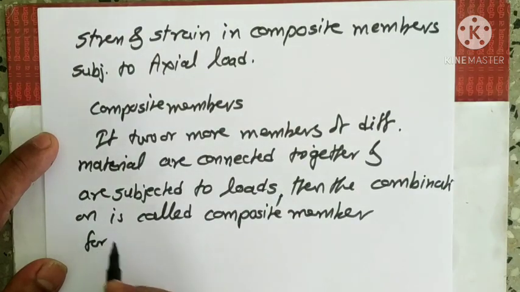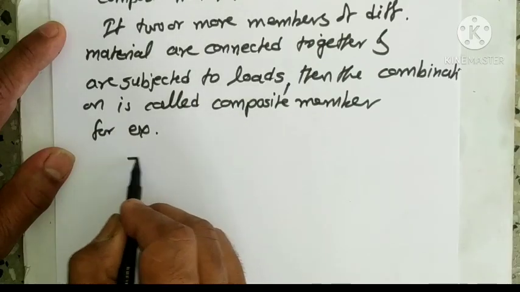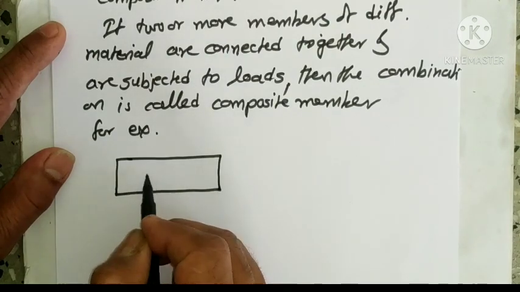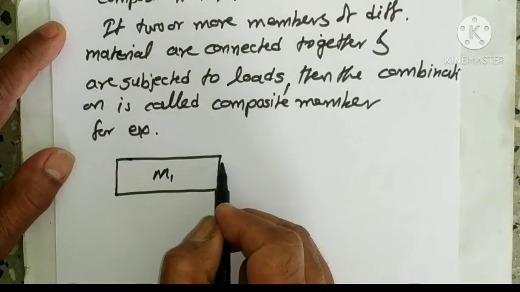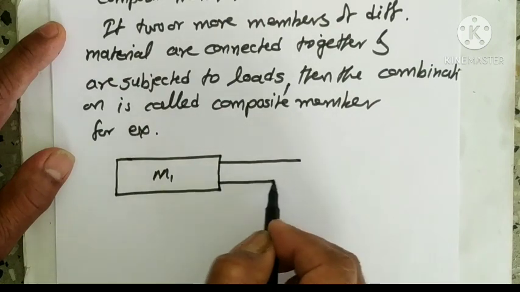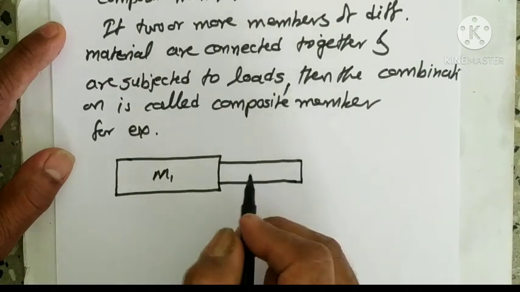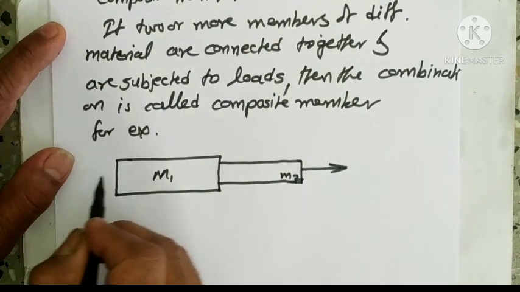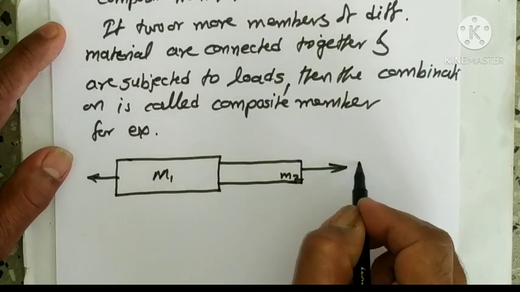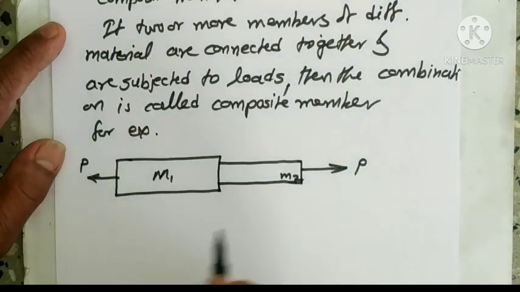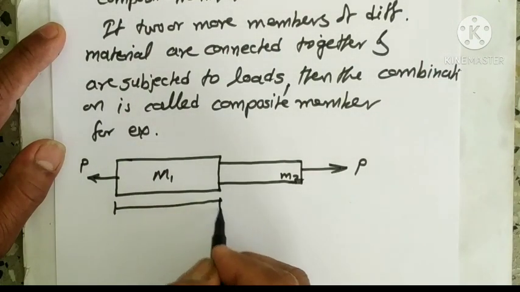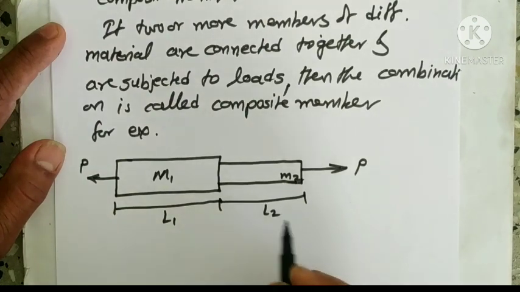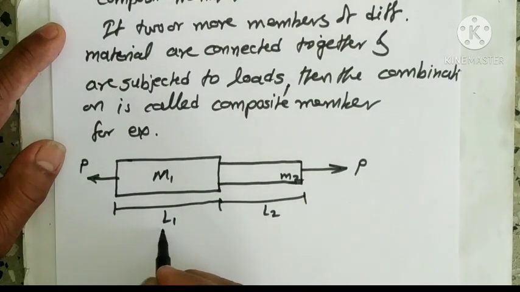For example, material 1 connected to another material axially, material 2, and applying load, tensile load P. Length of both these materials and cross-sectional area is also different.